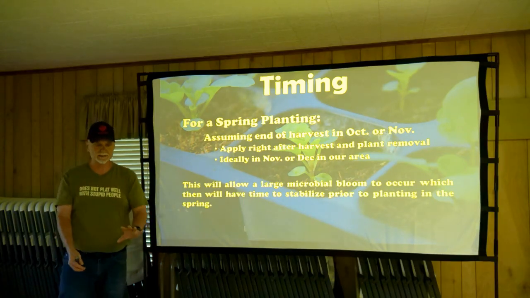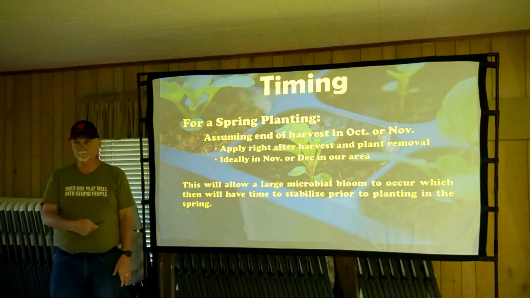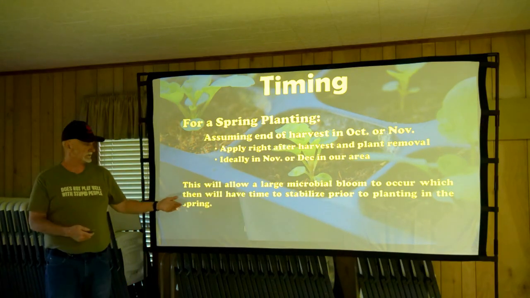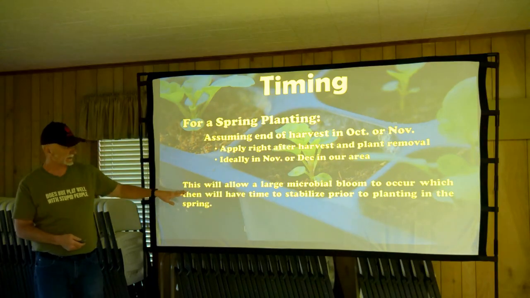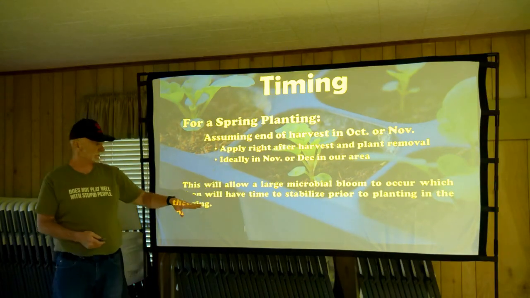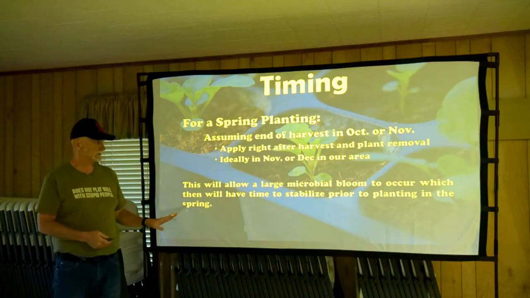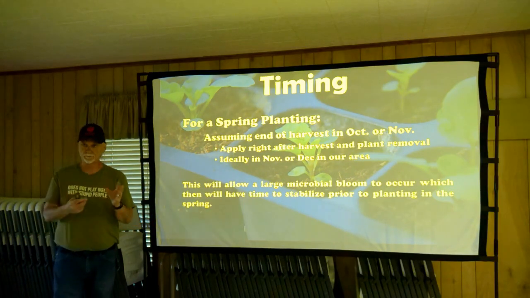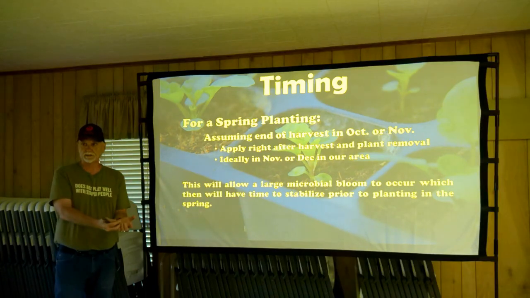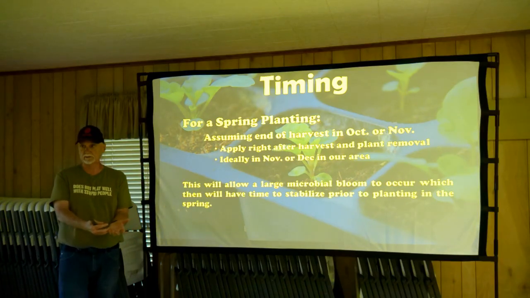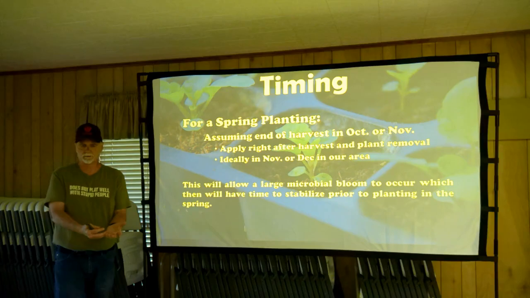And then you plant that there, and you spray this application, and you soak it down real good. Then you let it go till January. Now this will allow the microbial bloom to occur, which will have time to stabilize prior to planting in the spring. So you put this on there, we talked about the bacteria eating the mulch, the glucose that's in there feeding the fructose that's in there feeding the mycelium and all of this that's in that.